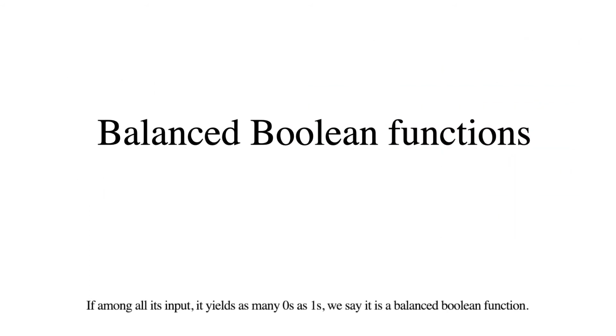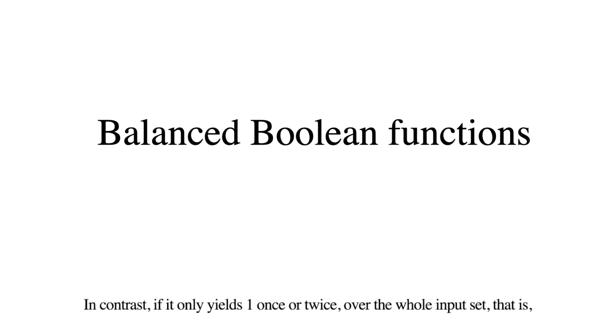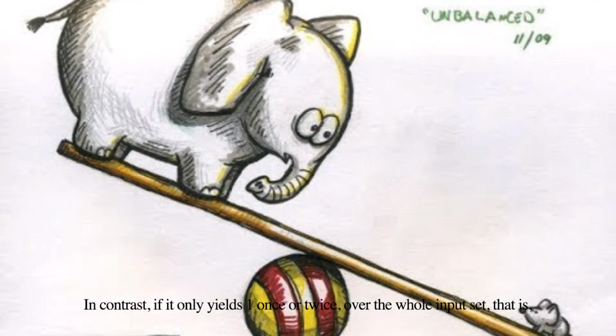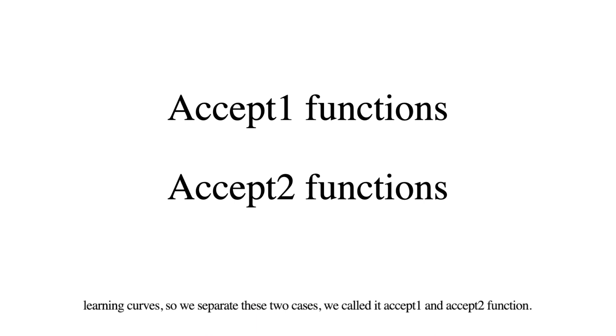If among all its inputs, it yields as many zeros as ones, we say it is a balanced Boolean function. In contrast, if it only yields 1 once or twice over the whole input set, that is, it only accepts 1 or 2 input strings among all the inputs, this Boolean function is highly unbalanced. If we try to learn these kinds of functions, we usually have strange learning curves. So we separate these two cases. We call them accept 1 and accept 2 functions.